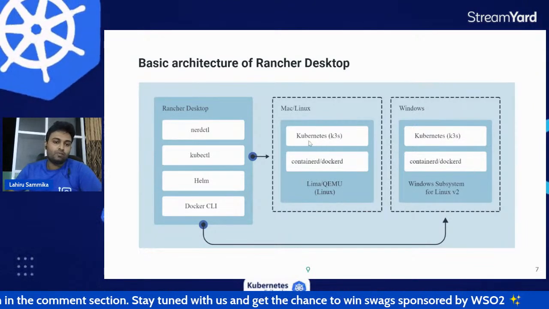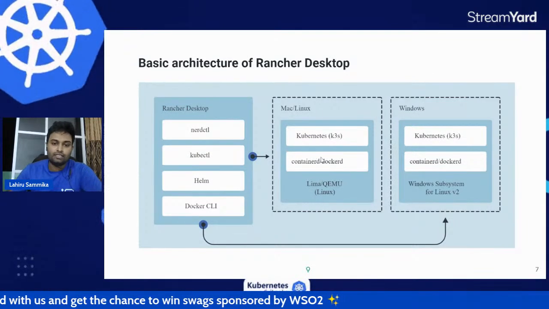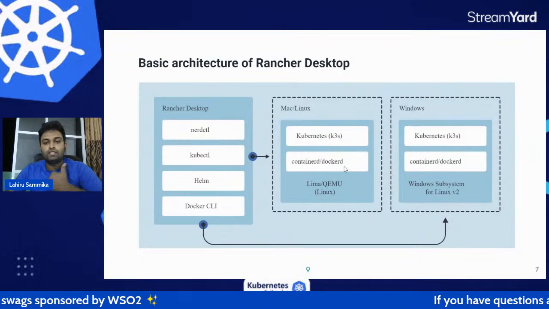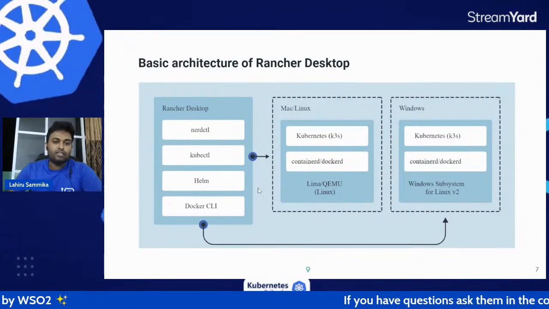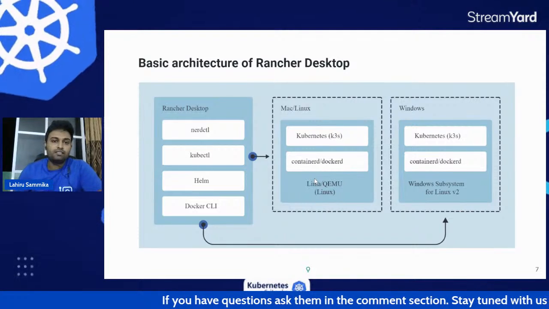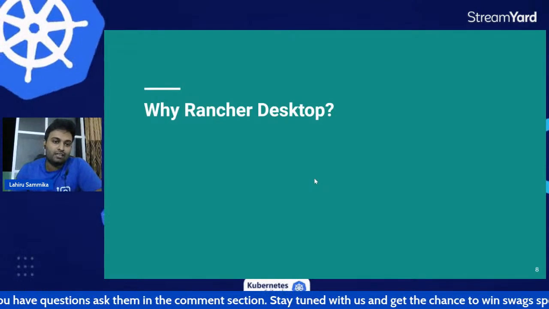To interact with Kubernetes, it uses kubectl and Helm, and to interact with Containerd, you need nerdctl. Obviously, to interact with Dockerd, you need Docker CLI, right? So this is the basic architecture.